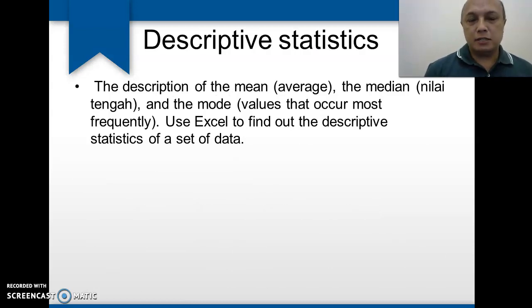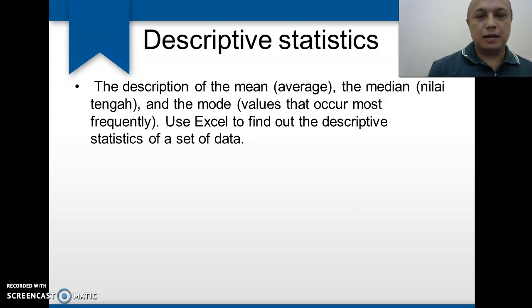Now, a simple analysis is called descriptive statistics. This actually, you provide the description of the mean or the average, the median. In Indonesian language, it is called nilai tengah. So if you put your data, order it from the lowest to the highest, then you get a score in the middle. That's called the median.